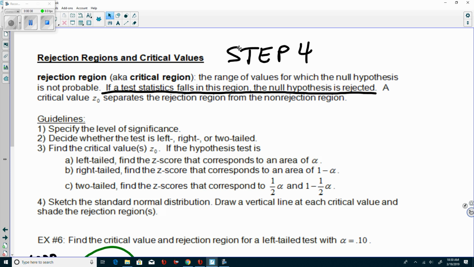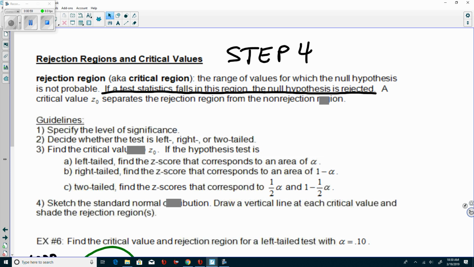So the rejection region, the critical region, it's the range of values for which the null hypothesis is not probable. If the test statistic falls in this region, the null hypothesis is rejected. A critical value z sub 0 separates the rejection region from the non-rejection region. So this here is our z critical value that we look up in step 2.